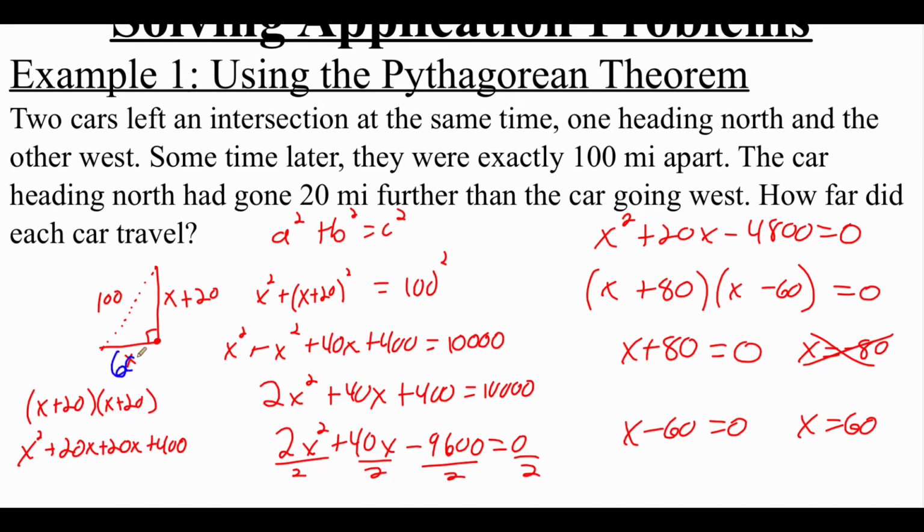So this distance right here is 60 miles. And then this other one, this is x plus 20. But if x is 60 and we add 20 to that, then this distance over here is going to be 80 miles. So the car going west went 60 miles, and the car going north went 80 miles.